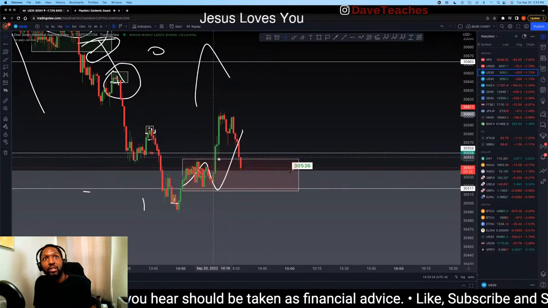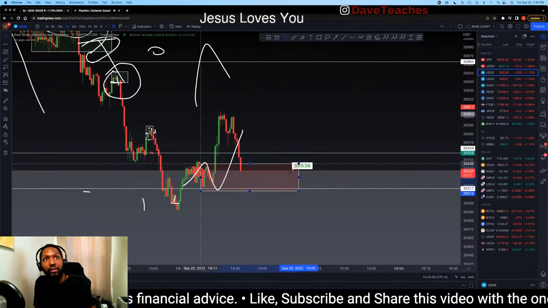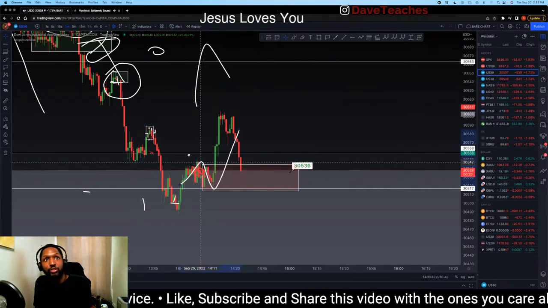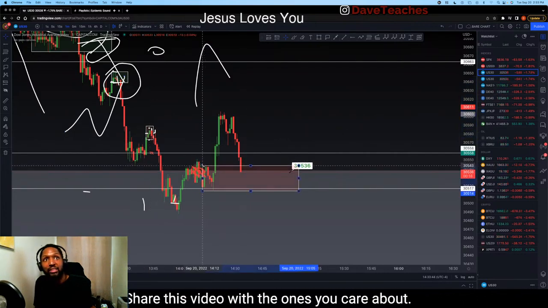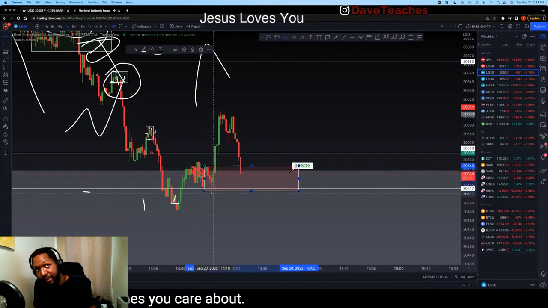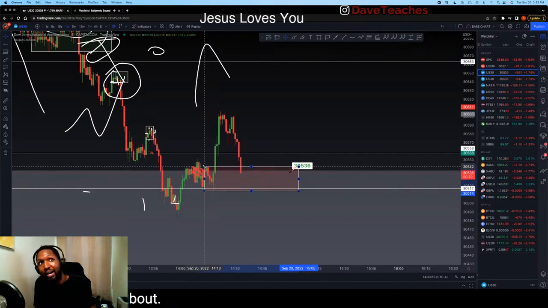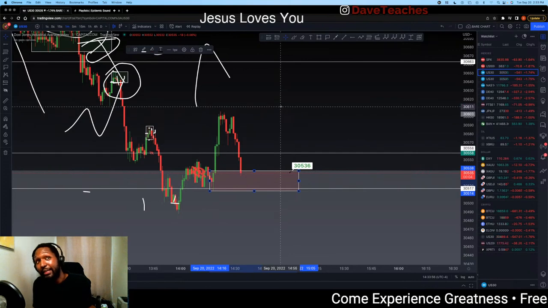But let's see. So look, we're inside of our area here. We do have a smaller area within here. We could localize it to the last move. This is technically the last down move. But what you have here is this candlestick that put in a low and a high. So what is that called? A hidden S&D, right?